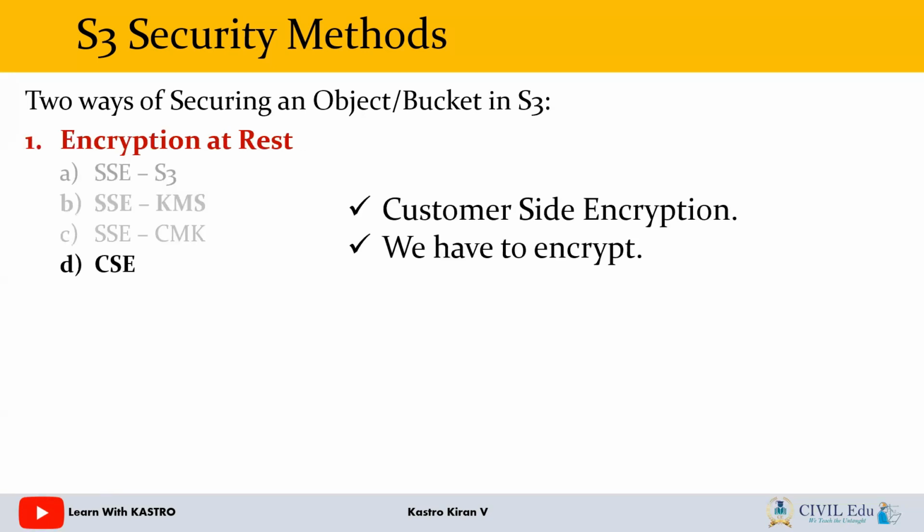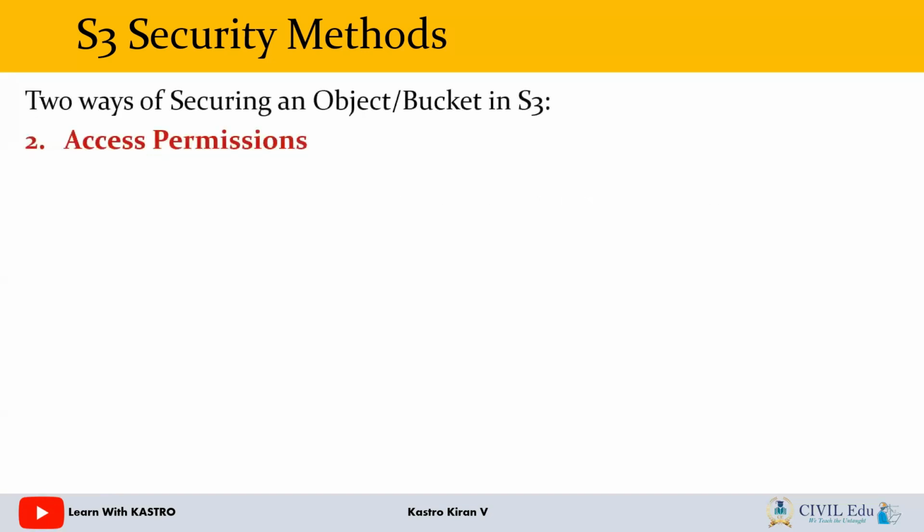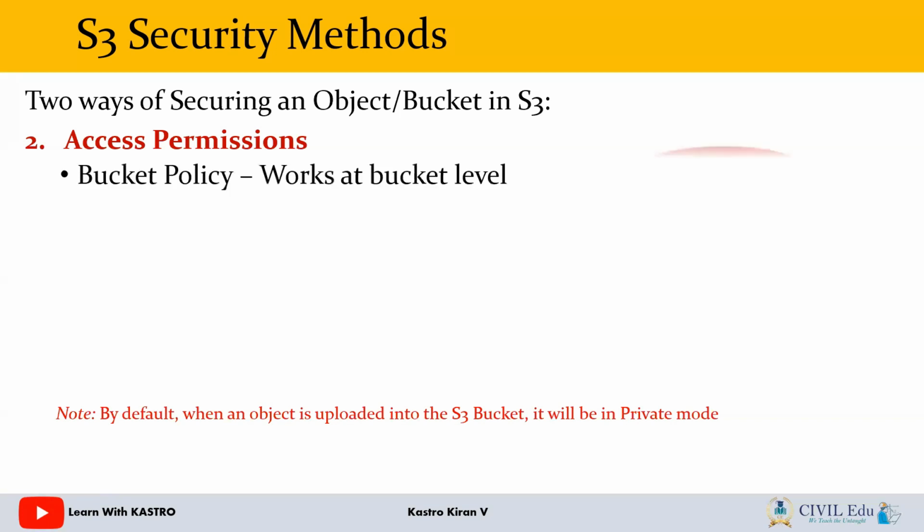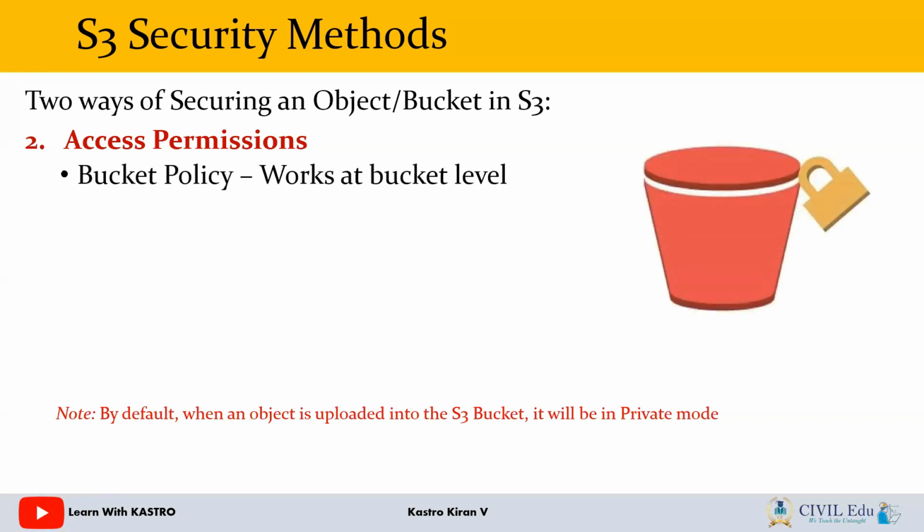And let's talk about the second way of securing the objects or buckets, which is by using the access permissions. We know that by default, whenever you upload an object into the S3 bucket, they all will be in the private mode itself. So there are additional layers of security in the access permissions. The first one is known as bucket policy, which will work at bucket level. So here, bucket policy is something where we are going to write in a format that is known as JSON format.